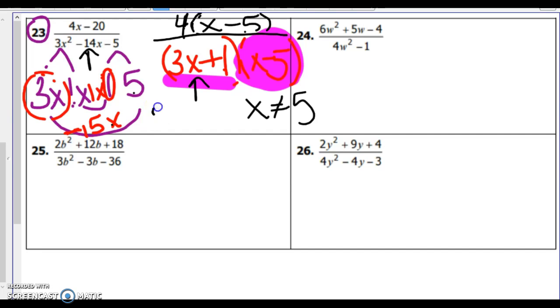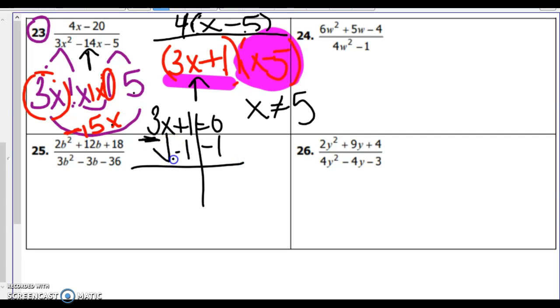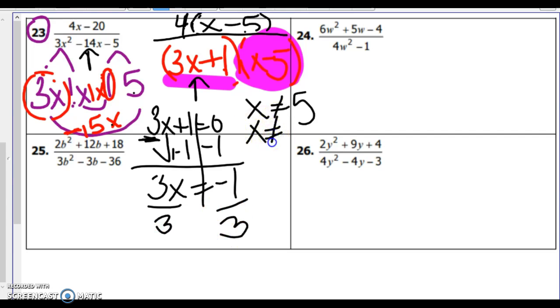Well, how do I get that? Because if I do 3x plus 1 equals 0, because I can't have it equal to 0, how do I undo that? Don't forget the 3. So I have to minus 1 first. Drop down, so I've got 3x equals negative 1. Divide by 3, divide by 3. So x cannot be negative 1/3. So whenever you have a number in front, when a is not equal to 1, you're going to have a fraction in there most likely.